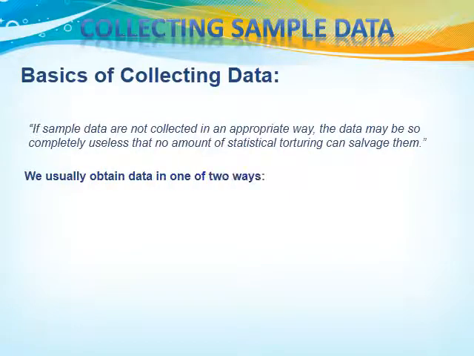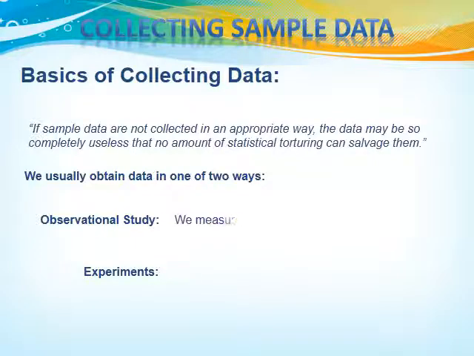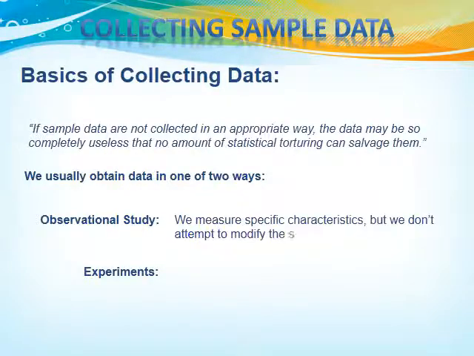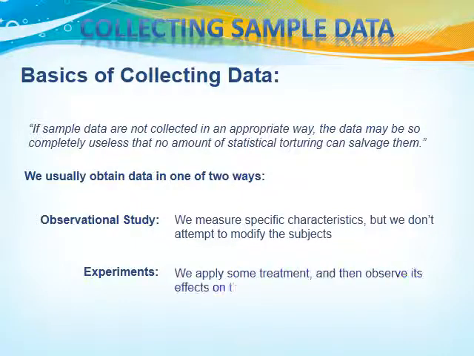So we usually obtain data in one of two ways. We either conduct an observational study or we conduct an experiment. In an observational study, we measure specific characteristics, but we don't attempt to modify the subjects. So this is a fly-on-the-wall approach. We're just looking at some effect taking place, but we're not actually trying to change anybody or anything. With an experiment, however, we apply some treatment and then watch the effects as they unfold.